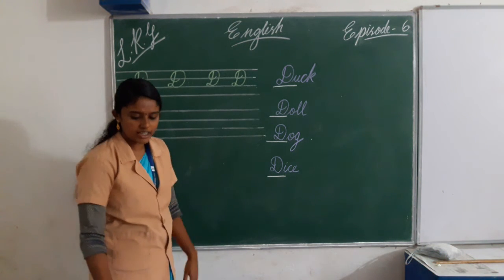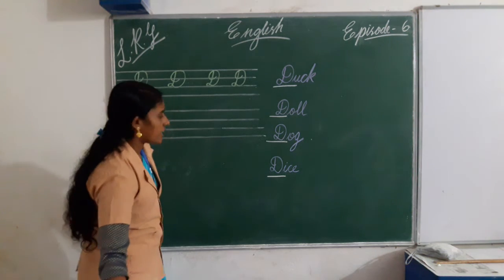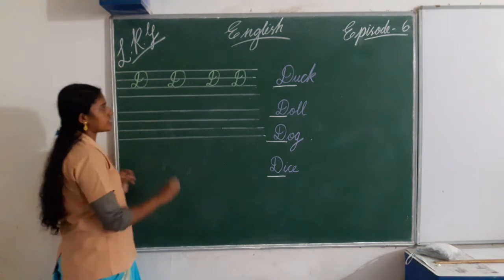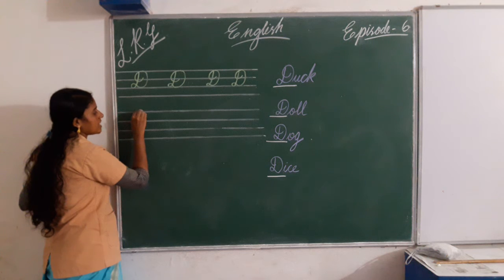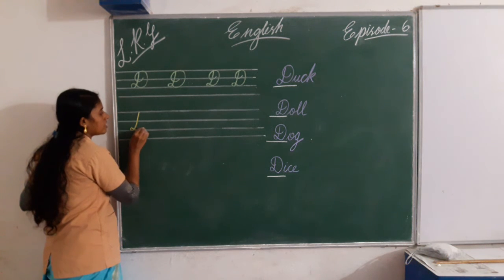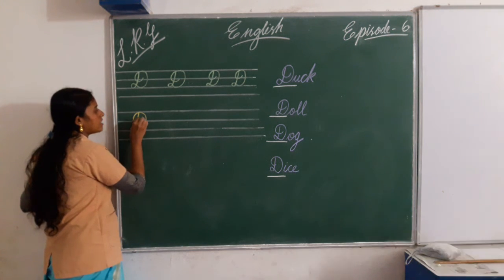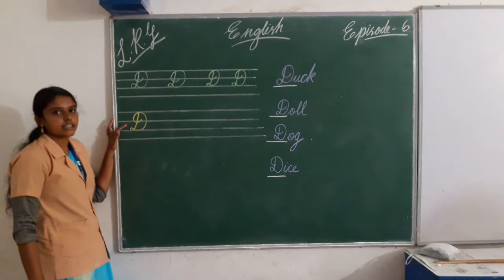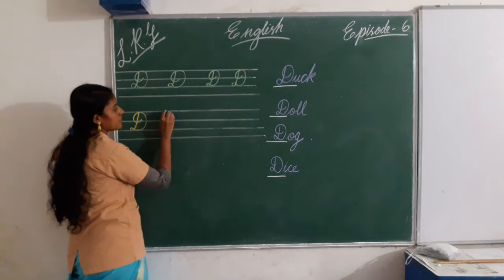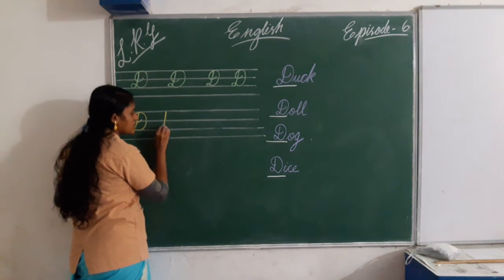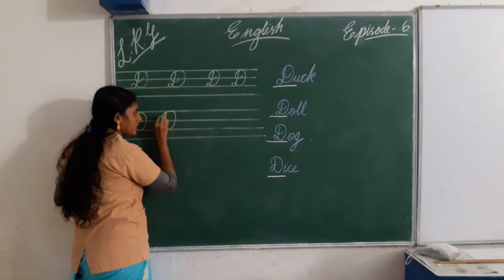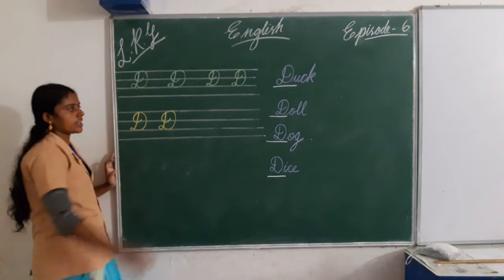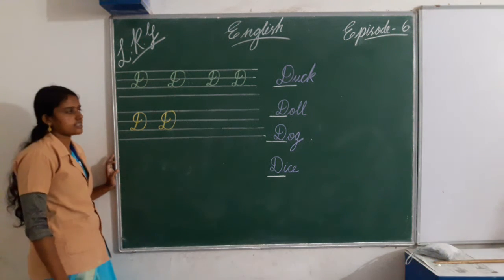D for dice. Okay, listen children. How should write D? Like this. Listen here. Draw a line down and a small curve. Draw a line up like this. Draw a curve like this.